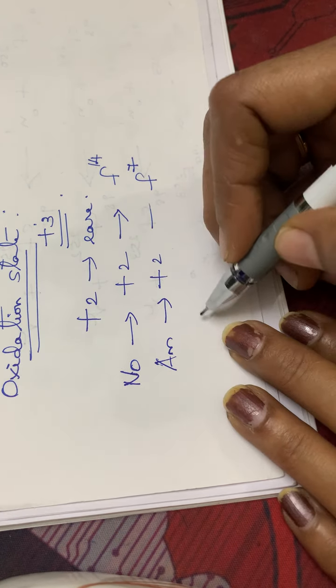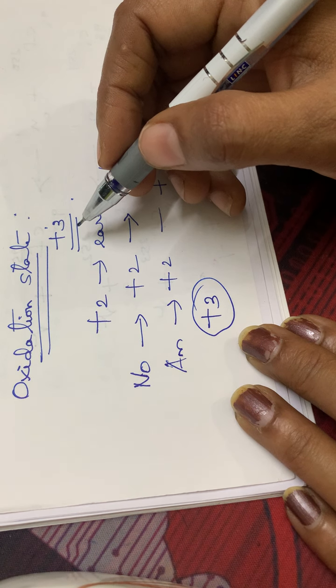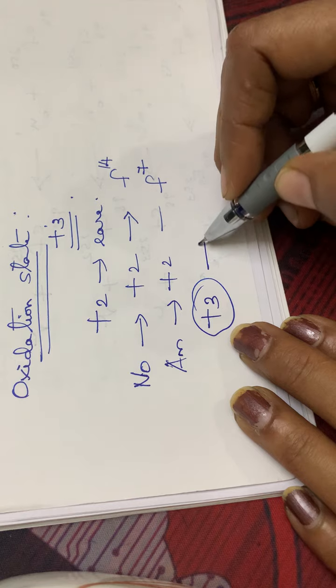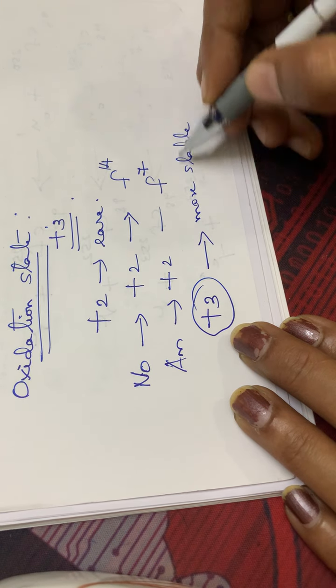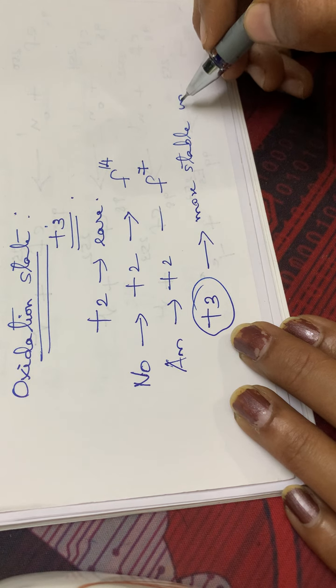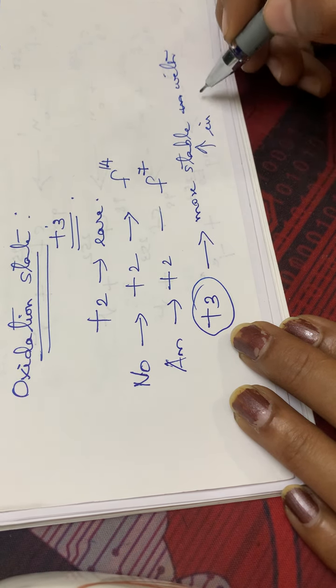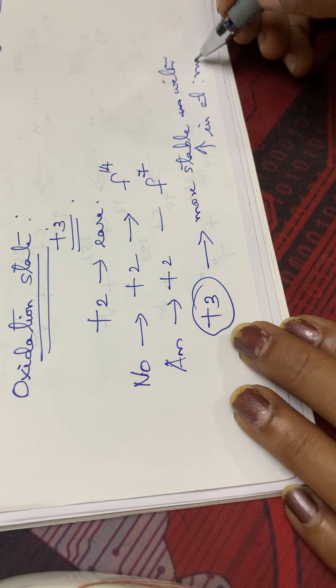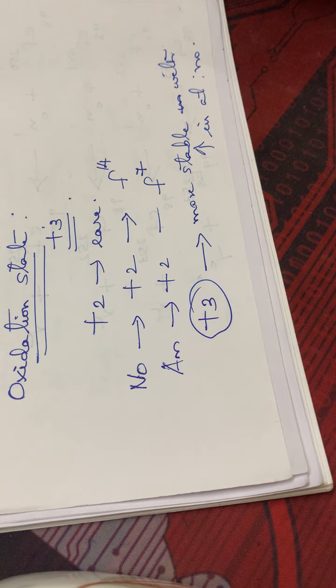And again this +3 oxidation state, see here, it is the common oxidation state for lanthanides, and also this +3 becomes more stable with increase in the atomic number. That means as atomic number increases, that is from left to right, what happens? The +3 state becomes more stable.